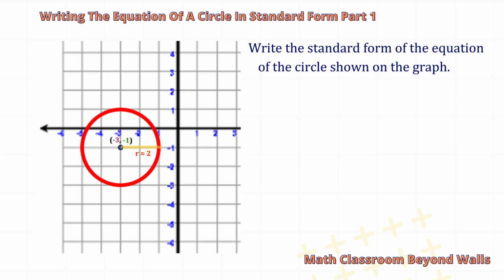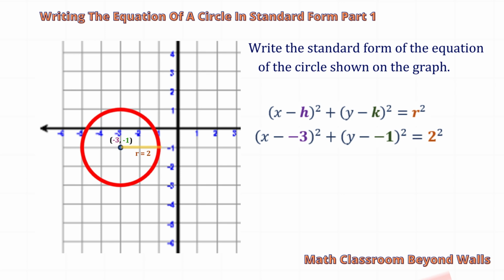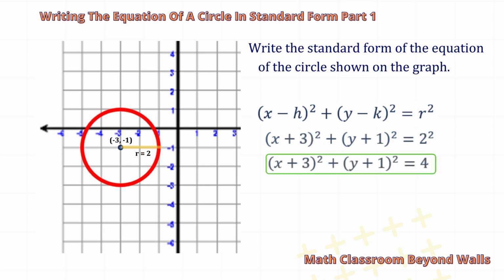Let us have our formula equation again. We substitute the values of h, k, and r into our formula equation, and we have this. Recall that negative and negative becomes positive, so our equation is rewritten as this. Multiplying 2 by itself on the right side of the equation gives us the equation of the circle in standard form. Any questions so far? Write your question below and I will try to respond to it.